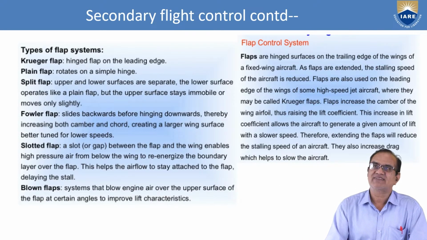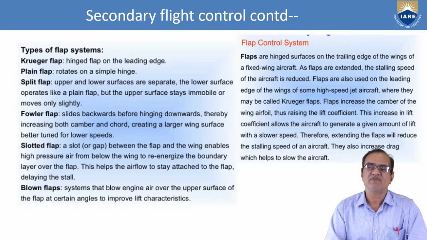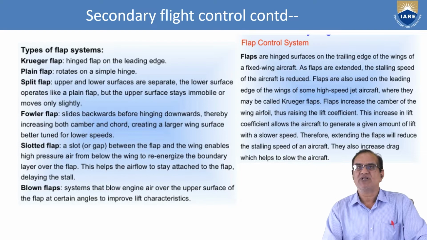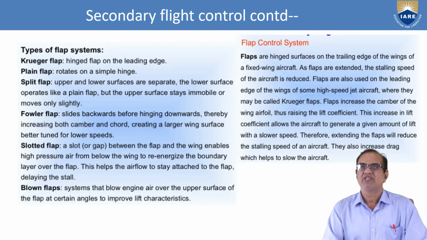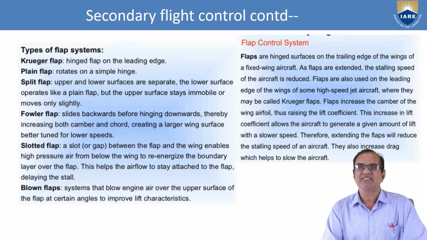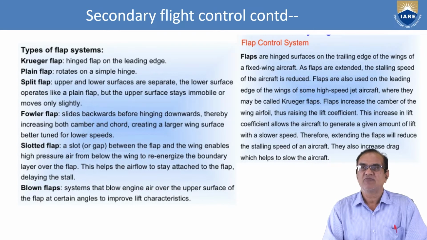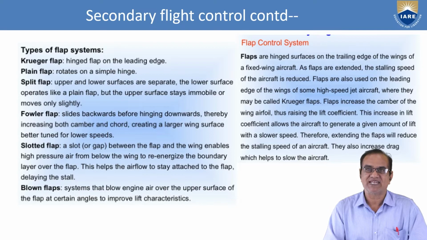Now, secondary flight control, the types of flap systems. First one, we have the Kruger flap, a hinge flap on the leading edge. So these are in the leading edge. Plain flaps rotate on a simple hinge. Split flaps, upper and lower surface are separate. The lower surface operates like a plain flap, but the upper surface stays immovable or moves only slightly.